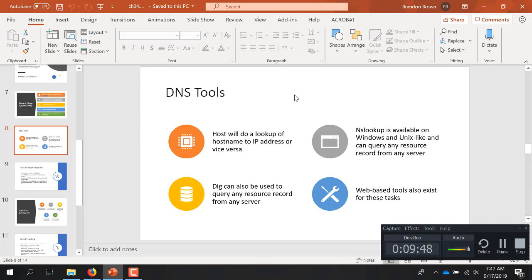So NS lookup, which is a query system for getting records off of DNS servers. There are other types of DNS tools that will help look up host names. Dig, which is a good utility that can be used to query any type of record or resource from any server that leverages DNS to find that information. And web-based tools also exist for these tasks.